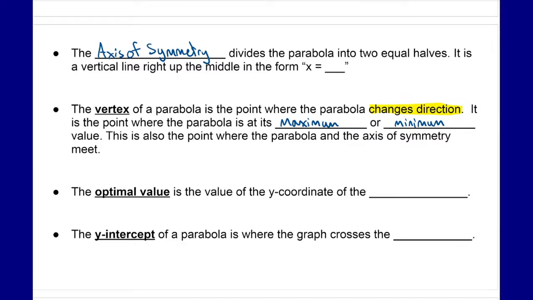The optimal value is the value of the y coordinate of the vertex. So if we ask for the optimal value, we're talking about what is the highest y value or what is the lowest y value. We get that from the y value of the vertex. And the y-intercept of a parabola is where the graph crosses the y-axis. So again, just understanding x-intercepts, it crosses the x-axis. Y-intercept, it crosses the y-axis.